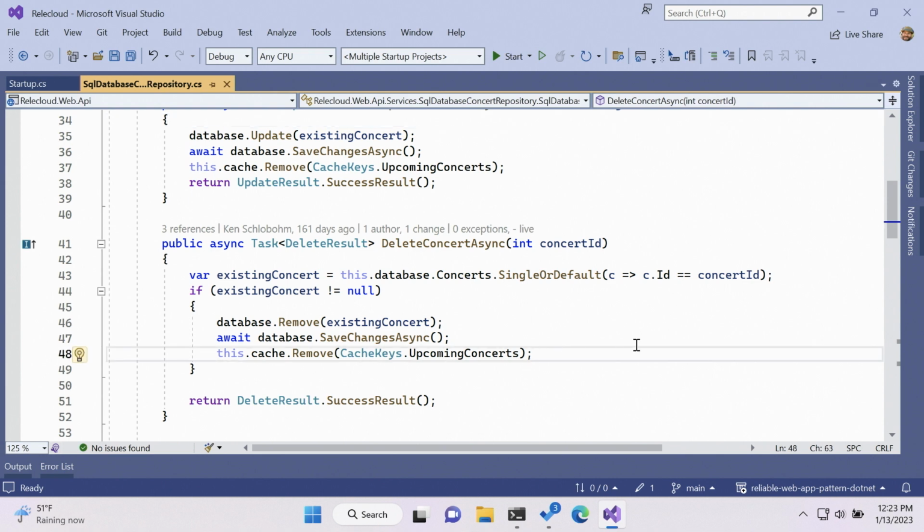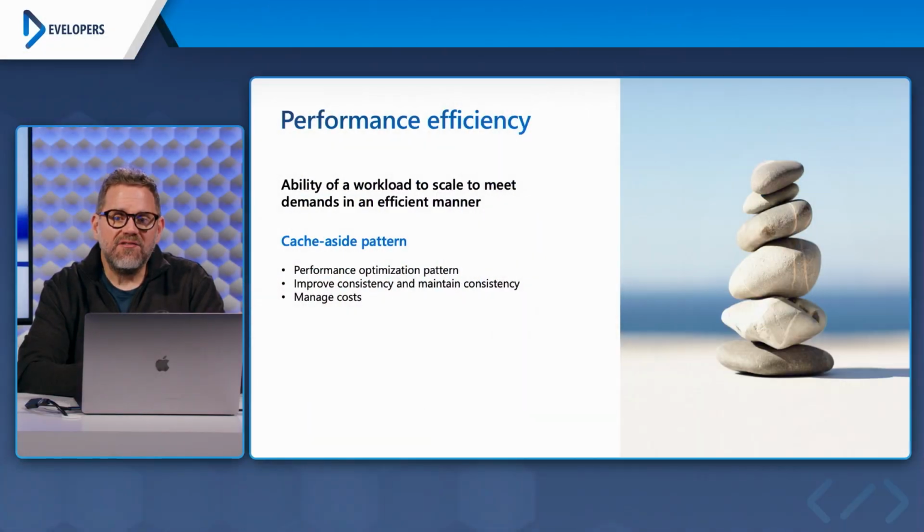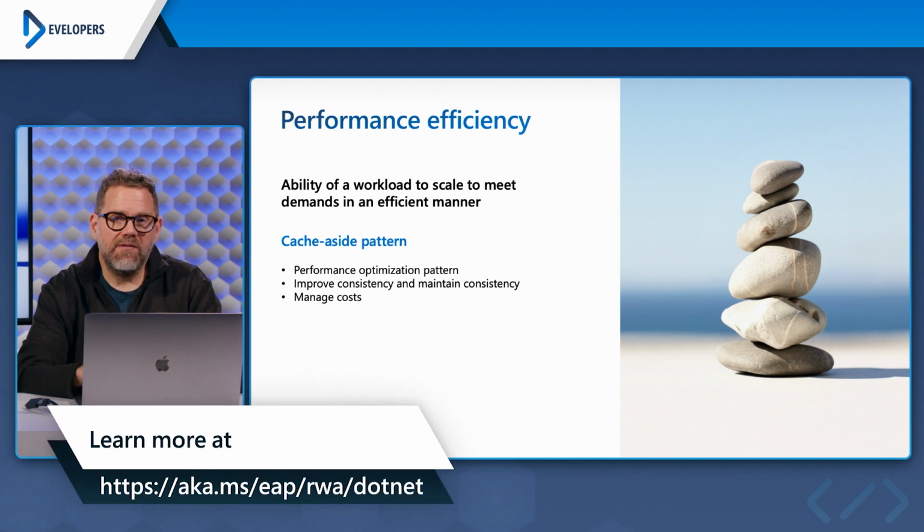So essentially, when we're retrieving data, check the cache first. If things are there, pull it out super fast and it's going to work quickly. If stuff isn't there, call the database. But every time we do a database write, clear that cache. That way for the next read, it has to read from the database. So the cache aside pattern is a quick way to increase performance and maintain consistency within your application. And that's just one of the things in the performance efficiency pillar of the reliable web app pattern.